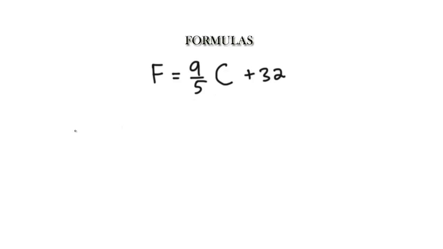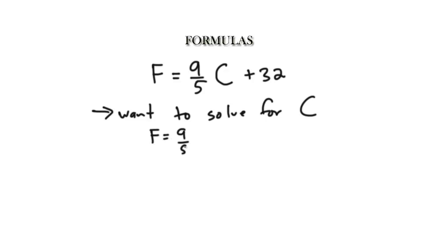Now let's say I want to solve for C, the degrees Celsius. So we have to manipulate this formula. I want to get C by itself. Because this one is F equals 9/5 C plus 32, but now I want to put C on the left hand side. So let's rewrite the formula over here.